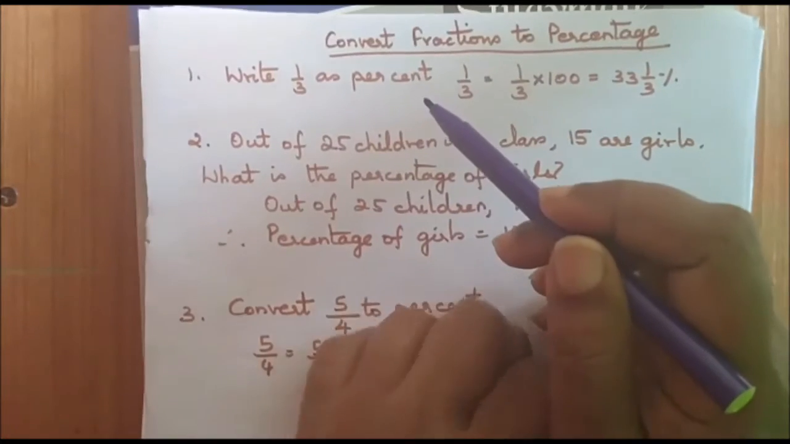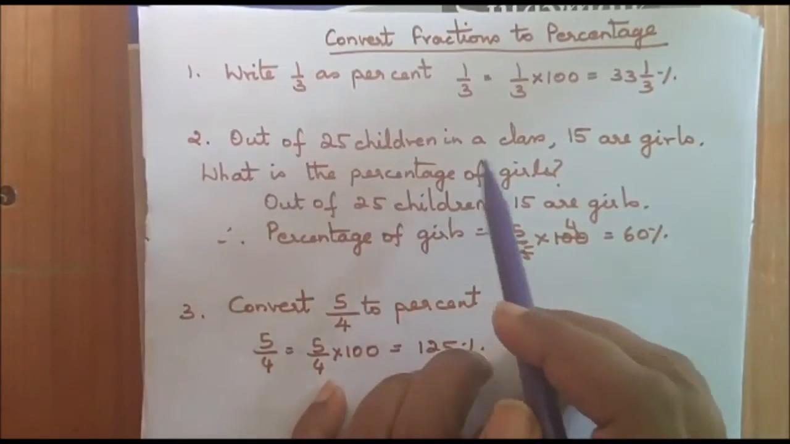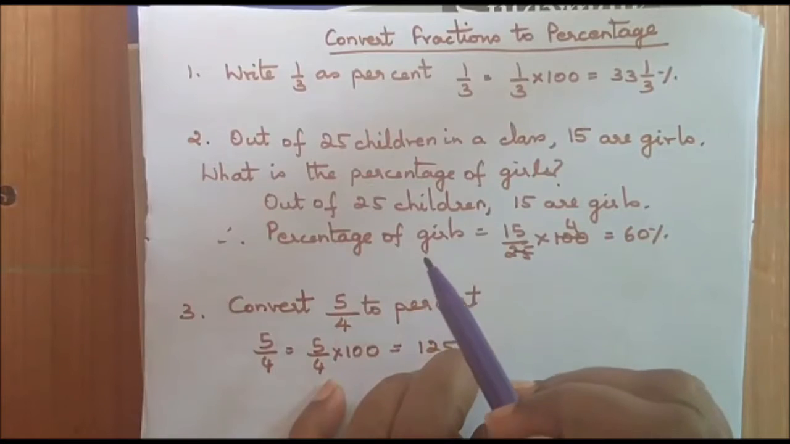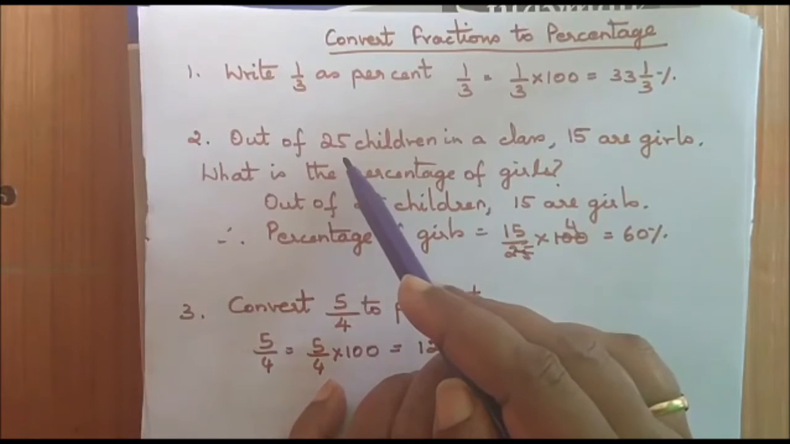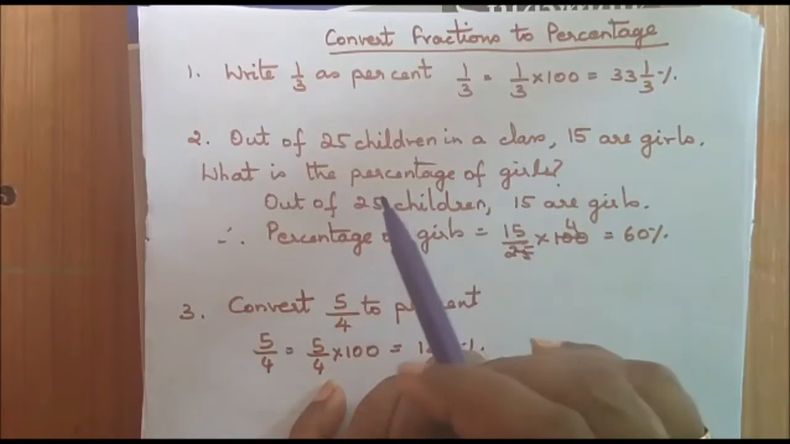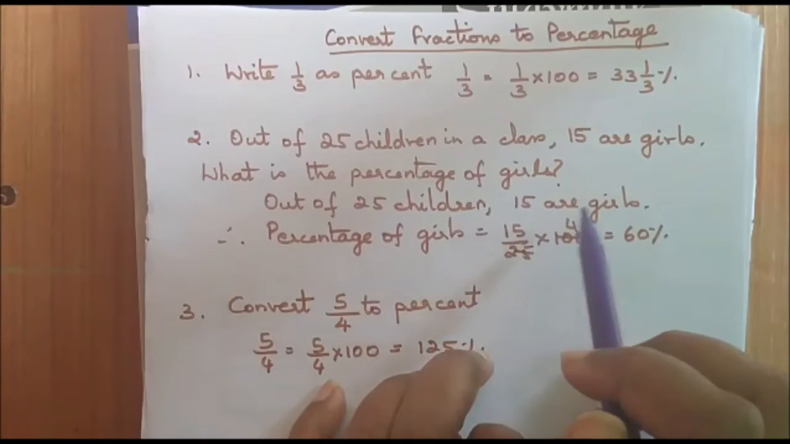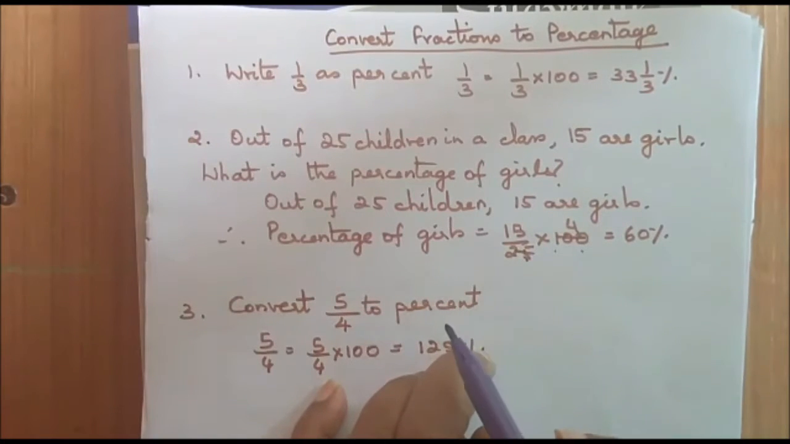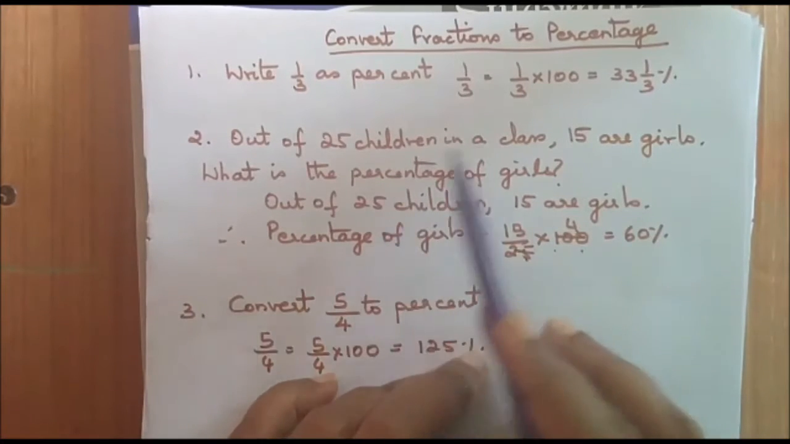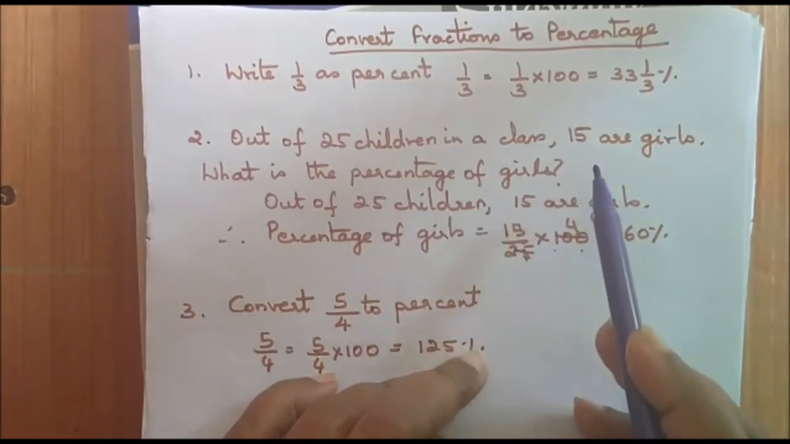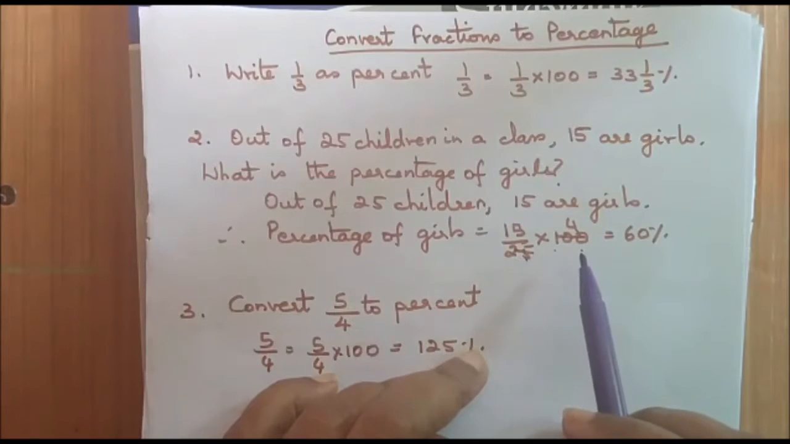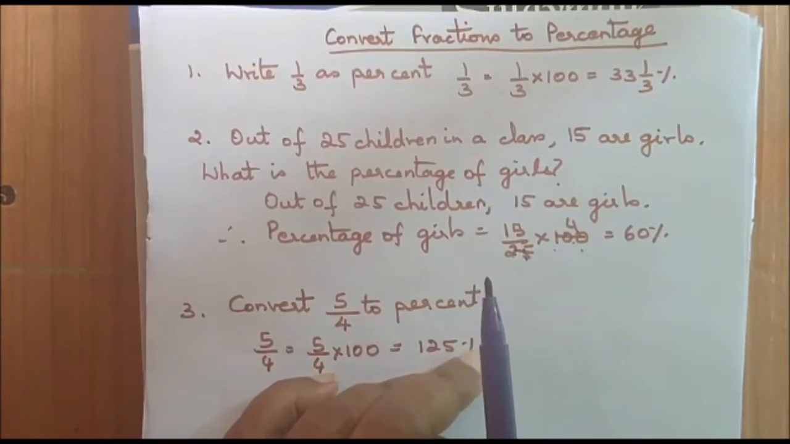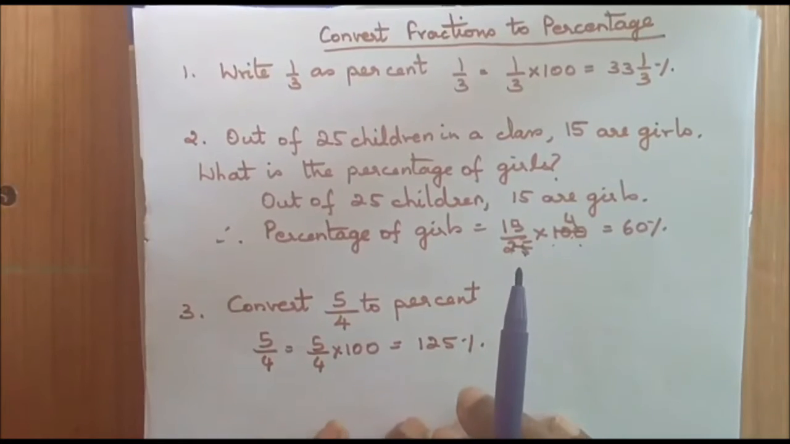Now we are given a problem. Out of 25 children in a class, 15 are girls. What is the percentage of girls? The percentage of girls is nothing but 15 by 25 into 100. Out of 25 it is 15, therefore for 100 it is how much? 25 will go in 100 4 times. 15 into 4 is 60%. I hope you got how we solve the problem.